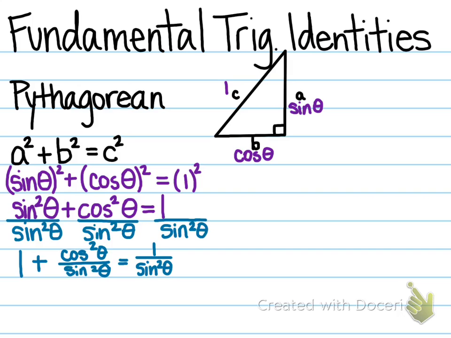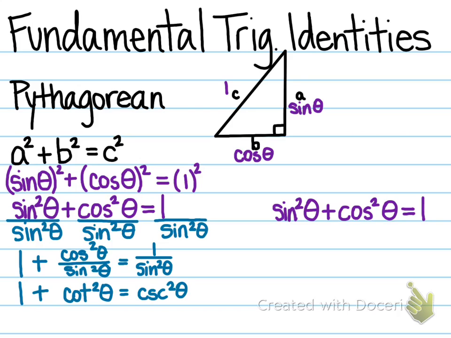Now, I can simplify this a little bit further. In the quotient identities, we said that cosine over sine was equal to cotangent. It's also true that cosine squared over sine squared will equal cotangent squared. So now I can write this as 1 plus cotangent squared. On the right-hand side, 1 over sine squared, that's the reciprocal identity, is going to equal cosecant squared. Okay? So this is another Pythagorean identity that I can use that relates cotangent and cosecant together.